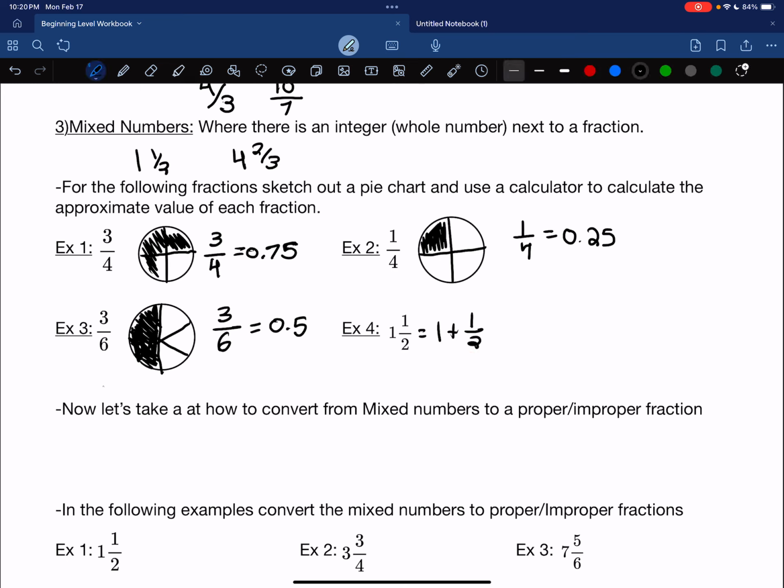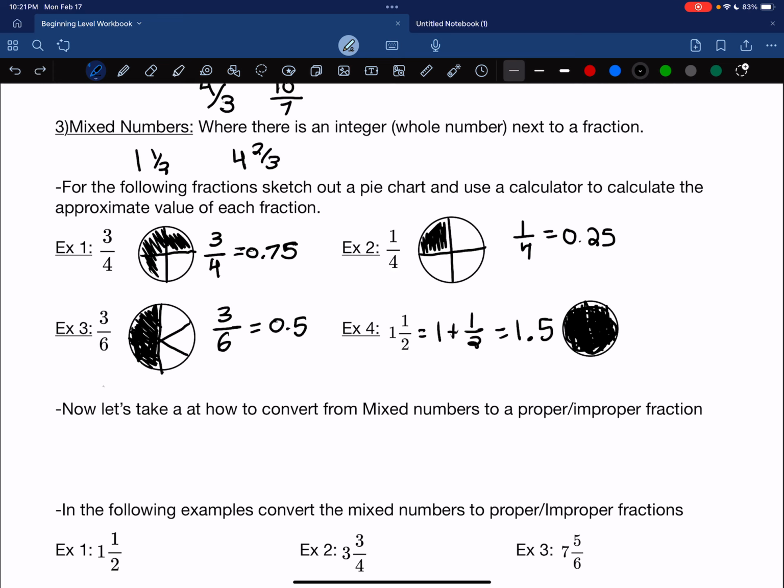So I'm actually going to give the decimal approximation first in this problem, and then we're going to sketch out the pie chart. So 1, you can put this in your calculator, or you can think through this logically, right? So we have a value of 1, and we're adding 1/2, which is 0.5. So 1 plus 0.5 is going to be equal to 1.5. Now, to sketch this out visually on a pie chart, because we have the integer of 1, we're going to just sketch out a circle first, and then shade that entire circle. So this entire circle represents the value of 1. So we have an entire value.